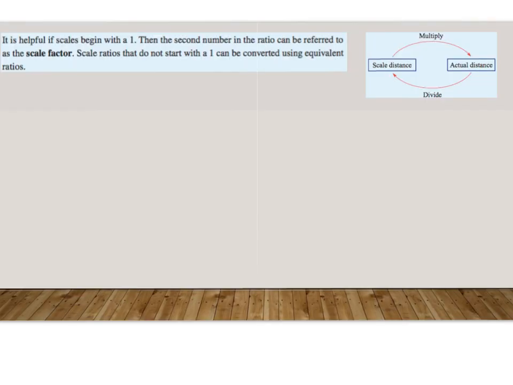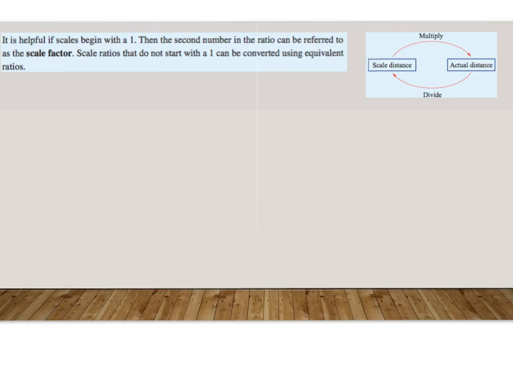The last topic that I want to discuss now is a thing called the scale factor. Now it's very useful if we can start as a ratio with 1 to something. The second part of the ratio will then be the scale factor. If scale ratios do not start with a 1, then you use the equivalent ratios to make it 1. We'll look at some examples to do it better.